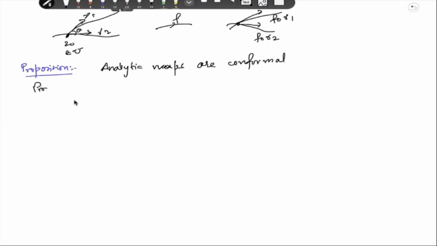So the next observation is that if I take f to be analytic, then f is conformal. So let me write this proposition: analytic maps are conformal. So what is the proof of this? Let f be an analytic function.